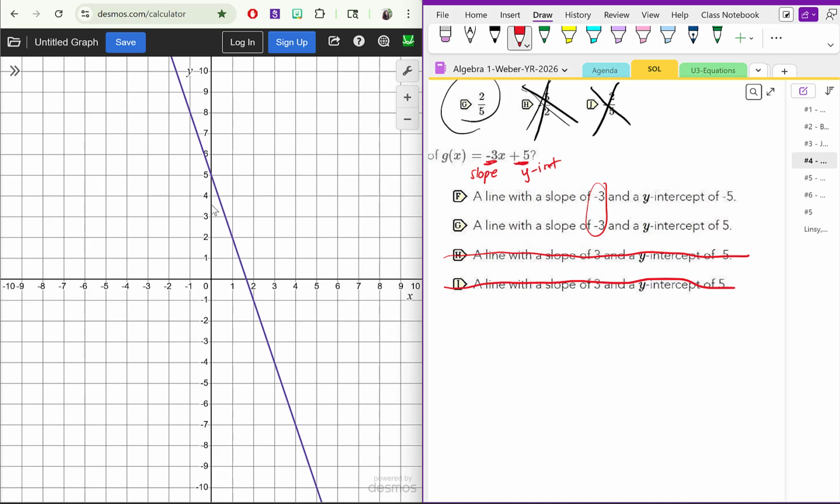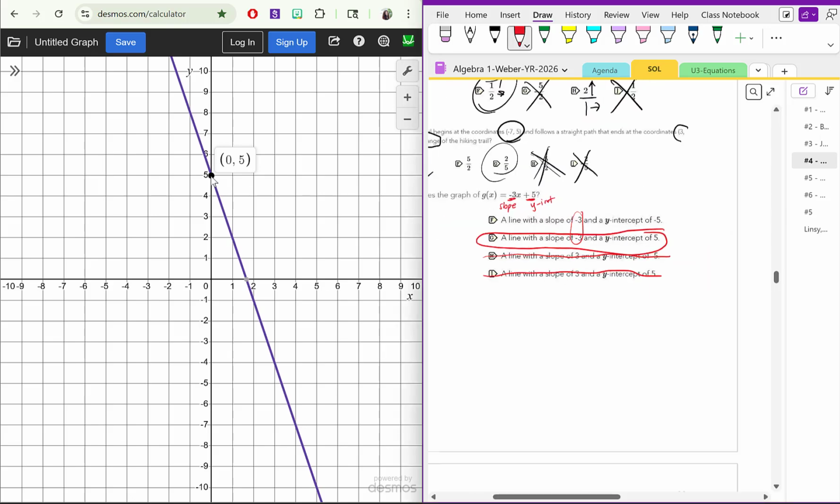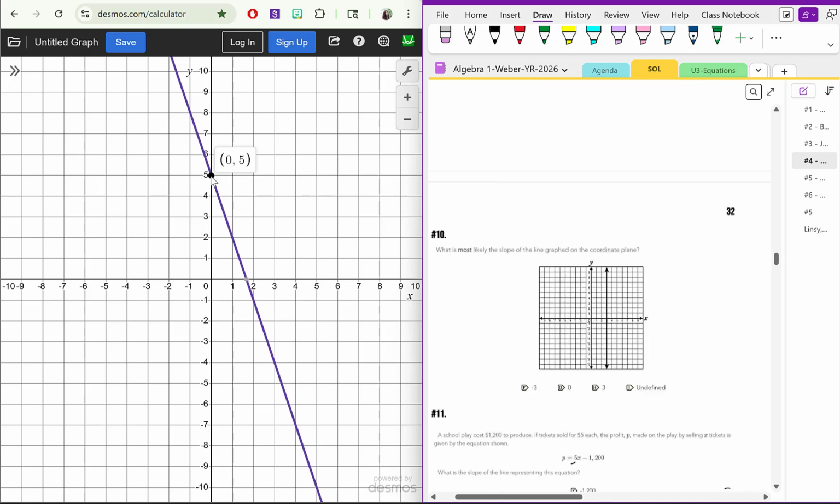So the difference now would be the y-intercept. If I look at the graph here and touch it, it's positive 5. So that would be this one. It would be g. Alright, go to the next page.